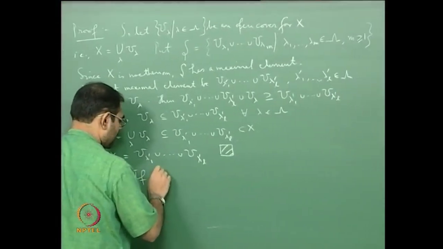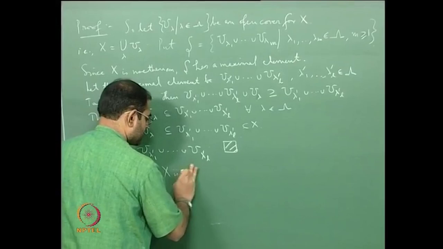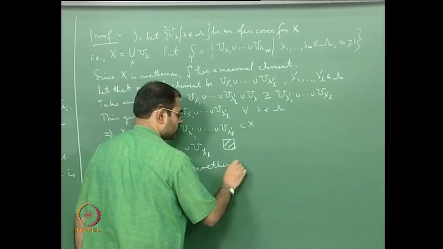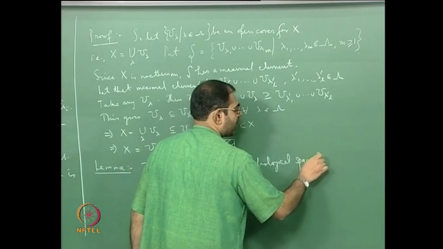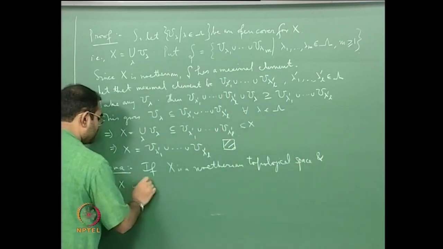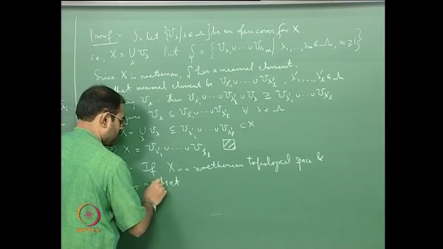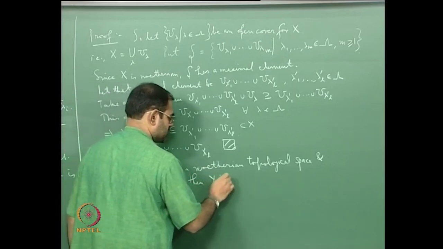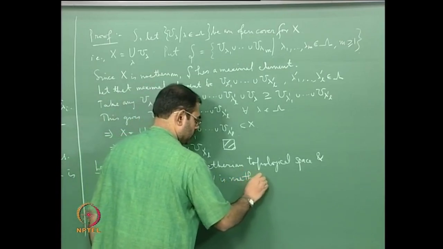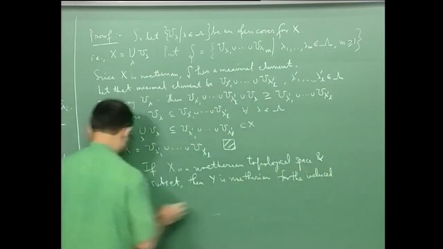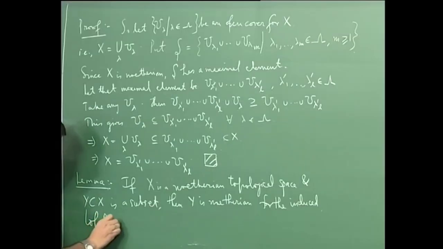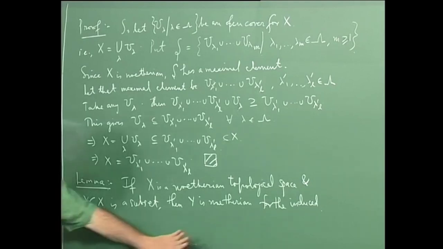If X is a Noetherian topological space, and Y in X is a subset, okay, then Y is Noetherian for the induced topology. Okay, any subspace of a Noetherian topological space is also Noetherian. That is, the property of a topological space being Noetherian is a hereditary property. Okay, now how does one show this?